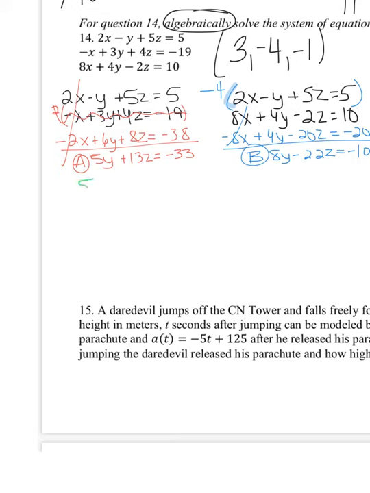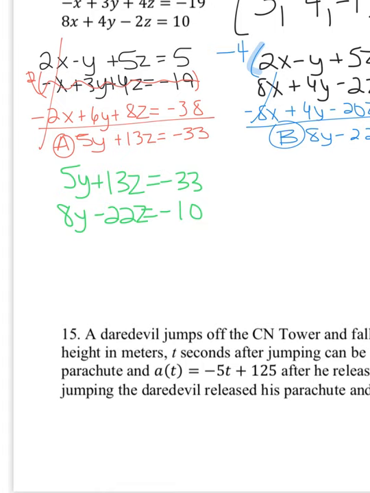So 5y plus 13z equals negative 33. And then 8y minus 22z is equal to negative 10. This is tougher because you have to multiply both equations by something. So I'm going to multiply this top equation by a negative 8 and the bottom one by a 5. That way my y's will turn into negative 40y and 40y. And then they're going to cancel.